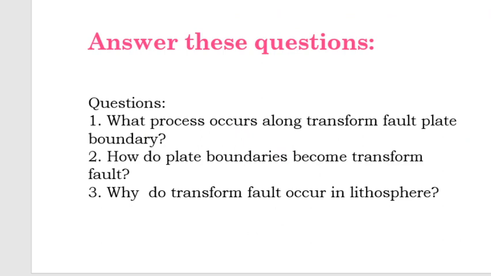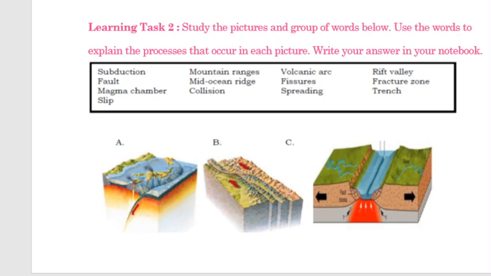Now you can answer these questions. What process occurs along a transform fault plate boundary? How do plate boundaries become transform faults? And why do transform faults occur in the lithosphere? For your learning task 2, you should study the pictures and the group of words inside the box. Use the words to explain the processes that occur in each picture. Write your answer in your notebook or in your paper.